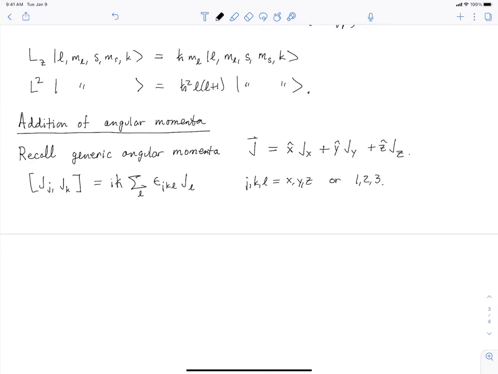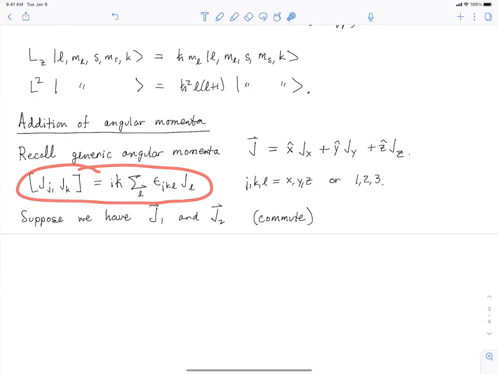And now suppose we have two of them, which unfortunately I'm also going to label with subscripts because there's kind of no other way to do it. So suppose we have J1 as a vector and J2 as a vector. So for each of 1 and 2, there can be X, Y, and Z. And let's say they commute with each other. Individually, their components don't commute because they satisfy this. But the J1s all commute with the J2s.